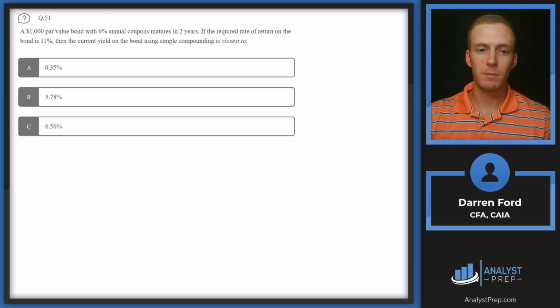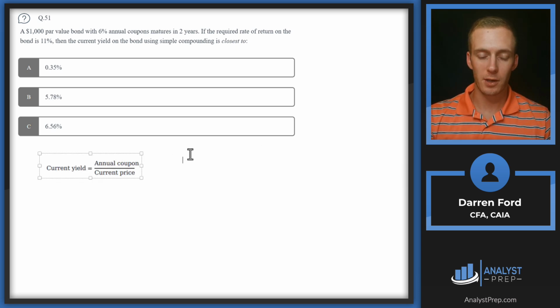Question 51. A $1,000 par value bond with 6% annual coupons matures in 2 years. If the required rate of return on the bond is 11%, then the current yield on the bond using simple compounding is closest to. So we'll pull in our current yield formula here.